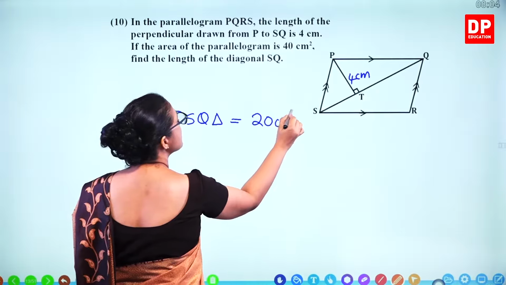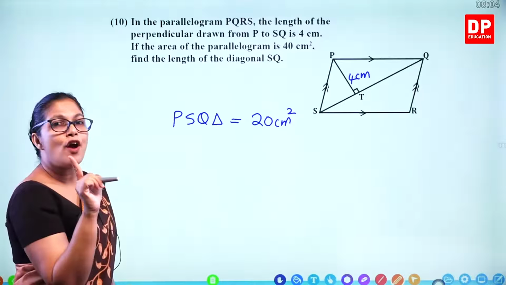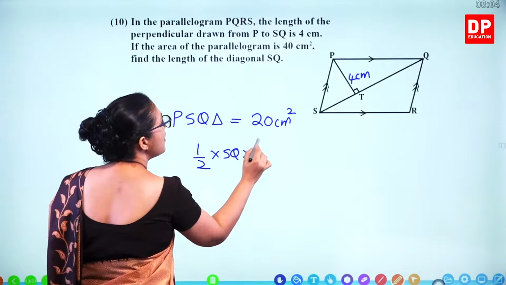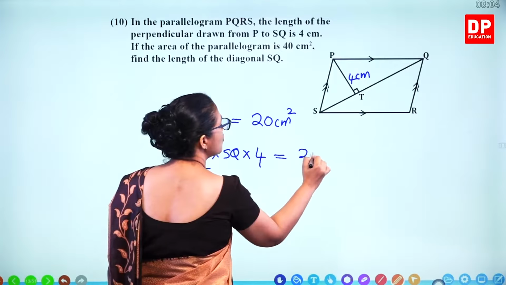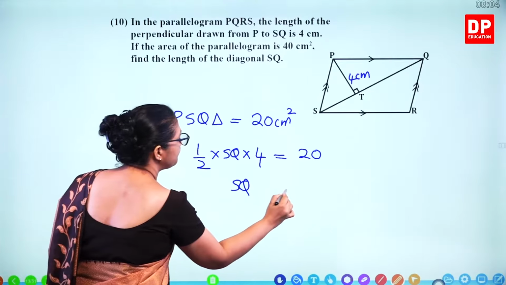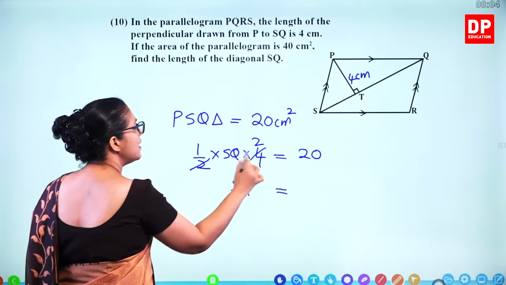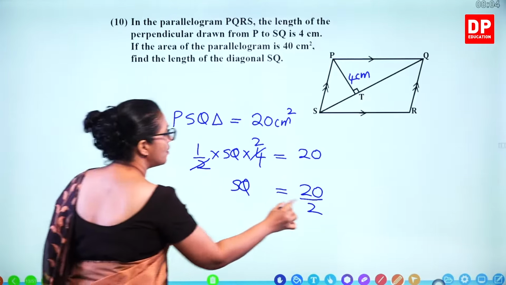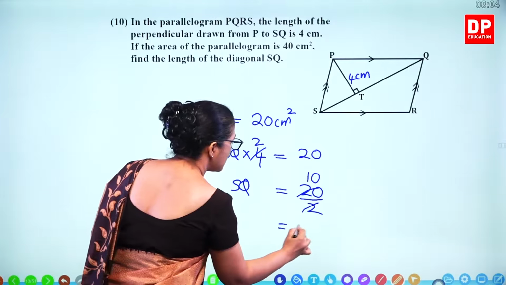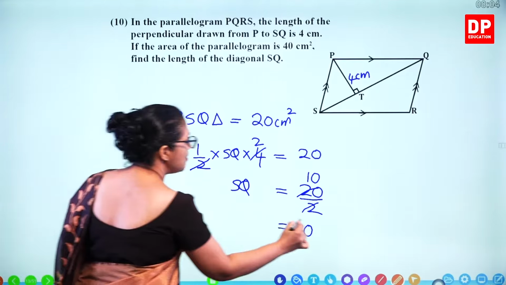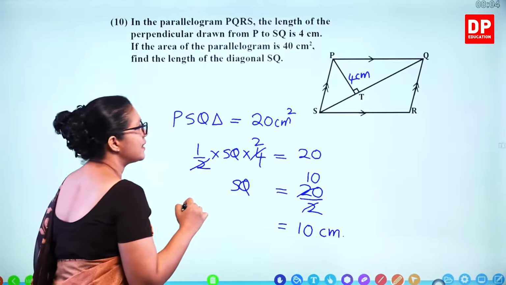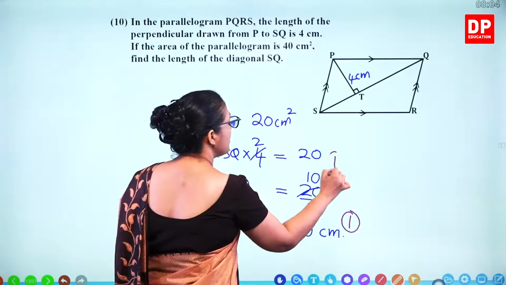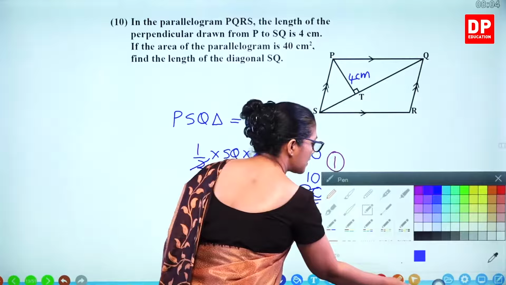20 square centimeters. Now, how do you find the area of a triangle? Half times base SQ times perpendicular height 4. That's equal to 20. So what is SQ? 2 times 2 here, 20 divided by 2, so you get 10 centimeters as the SQ length. So 1 mark for the method and 1 mark for the answer.